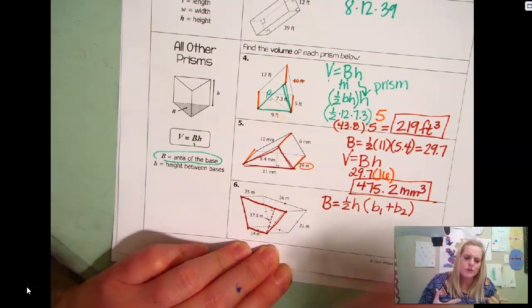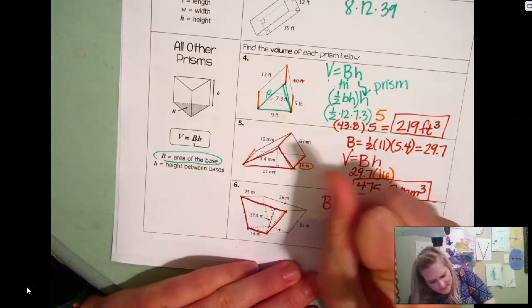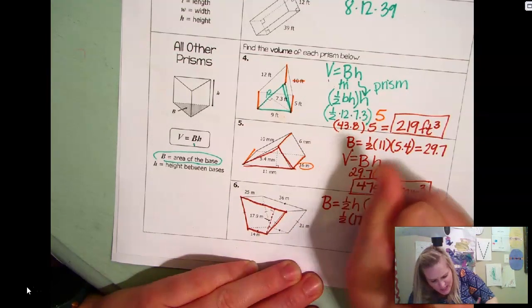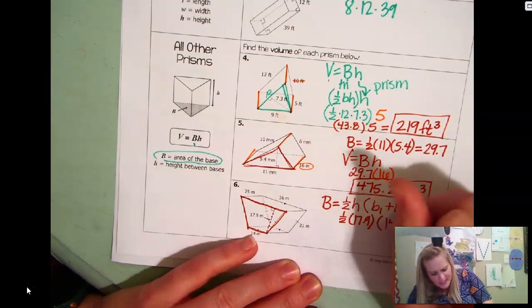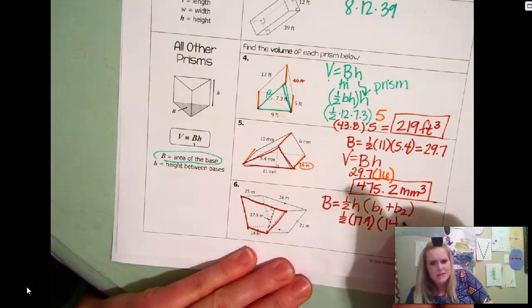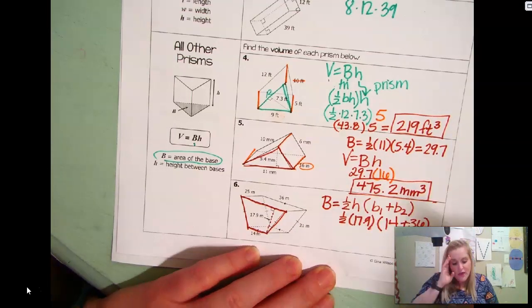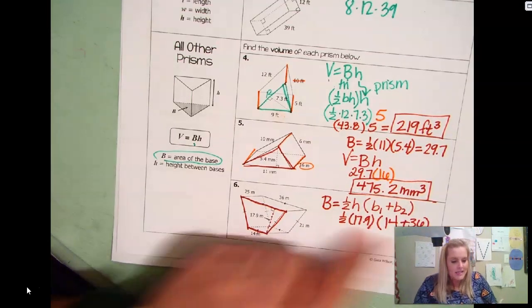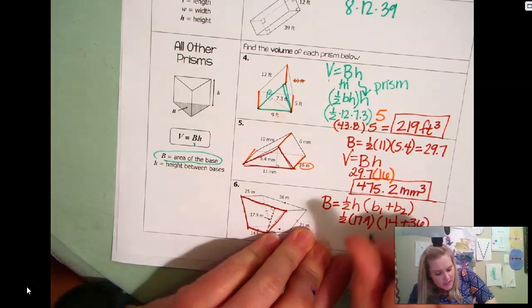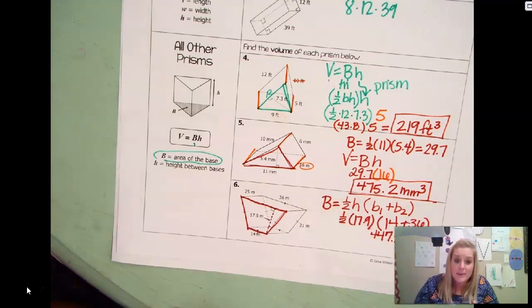Hopefully you're getting those memorized so you're more and more comfortable with that. So 1/2, 17.9, base 1 is 14. This base is going to have to match that 36. So that's going to be, is it plus? Yeah, plus 36. I just forgot just that quick. Multiply all that together. That's going to give us 447.5. Okay, so that's my big B.